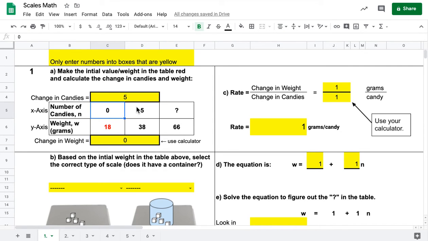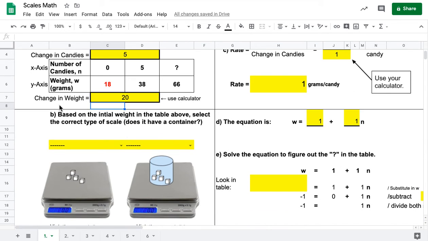So an increase of 5 candies, how much did that cause the scale to increase by in weight? We went from 18 to 38. So you would use your phone as a calculator or something, and you'd have to do 38 minus 18. Okay, 38 minus 18, and that would be 20. So the change in candies is 5. The corresponding change in weight is 20. That's A. Now let's go to B down below here.